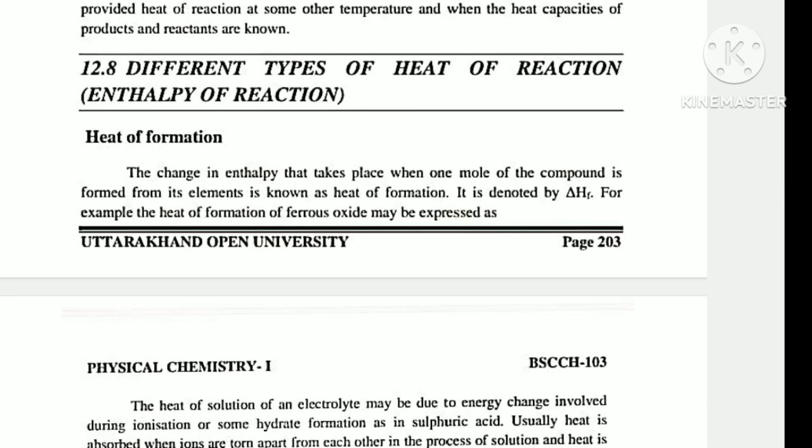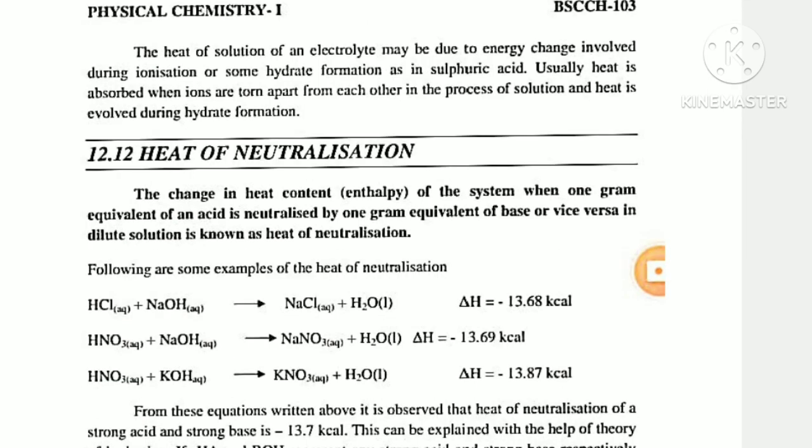For example, the heat of formation of ferrous oxide may be expressed as the heat of solution of an electrolyte may be due to energy change involved during ionization or some hydrate formation, as in sulfuric acid. Usually heat is absorbed when ions are torn apart from each other in the process of solution, and heat is evolved during hydrate formation.